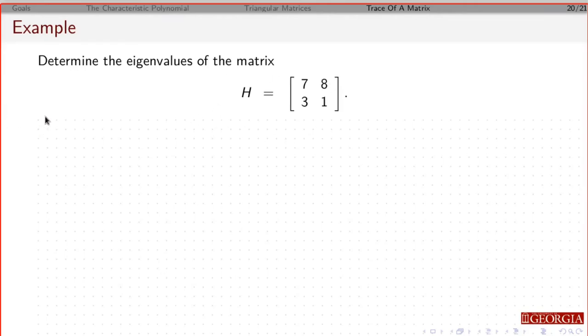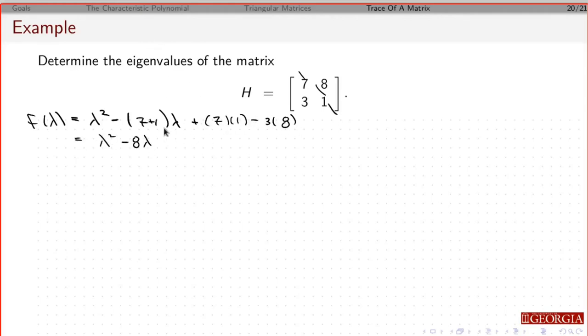If I want to find the eigenvalues of this, my characteristic polynomial is going to be lambda squared minus the trace, which is 7 plus 1. And now the determinant is 7 times 1 minus 3 times 8. This can be minus 8 lambda, and this is going to be what? 7 minus 24. Oops, that's going to be minus. Was that 17? Is that correct? I believe that's right.